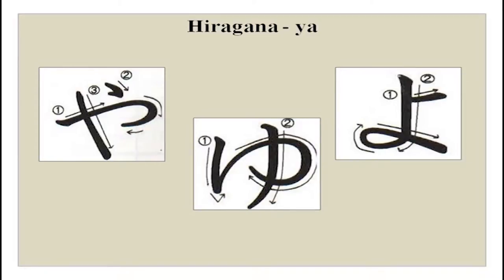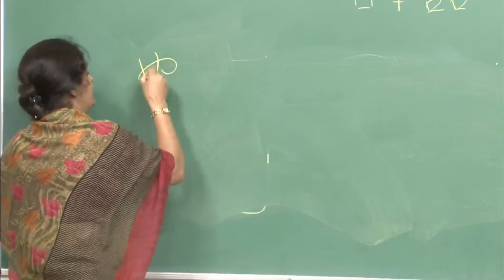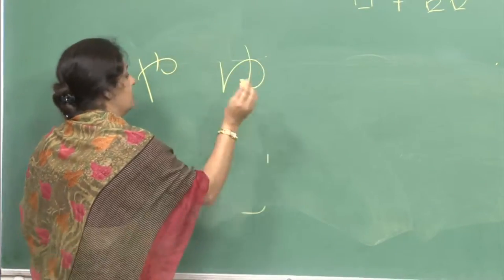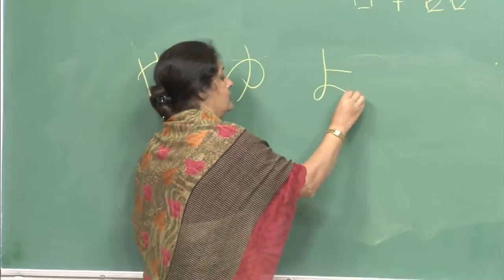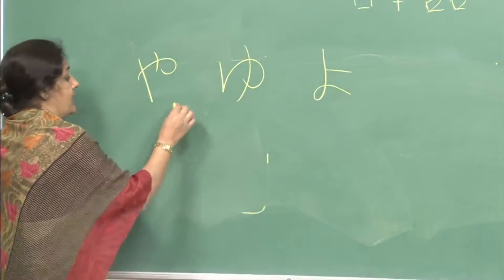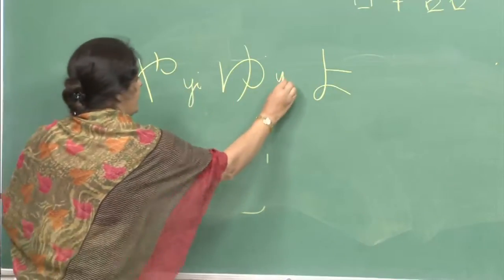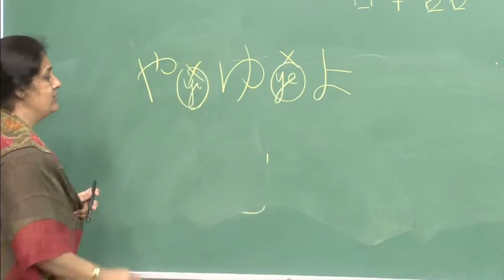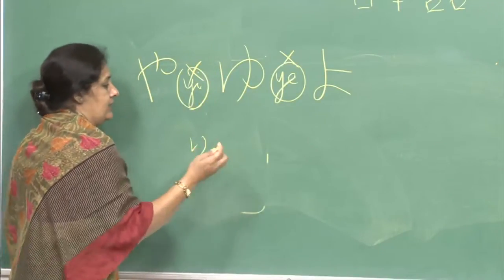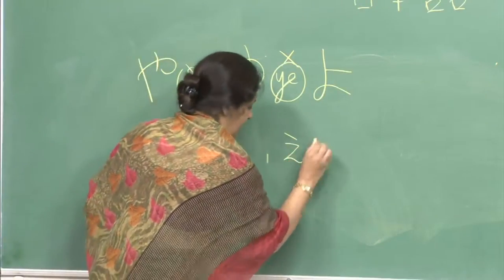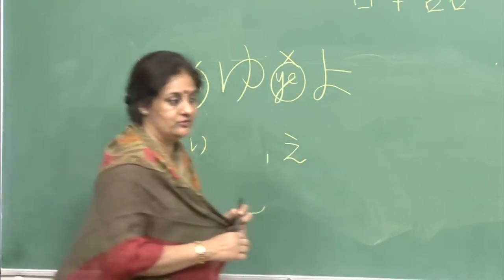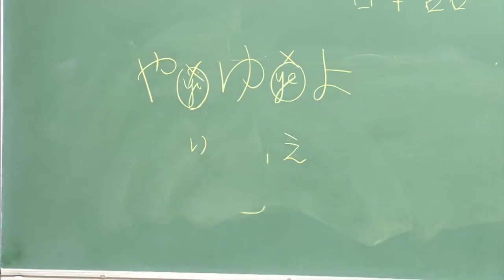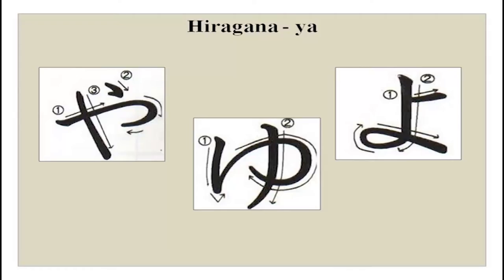Now, I want to tell you something. It is just ya, yu, and yo. Just the three. Ya, yi, ye is not there at all. This is similar to e and a, thus has been removed. So, we just have three in this set of ya.